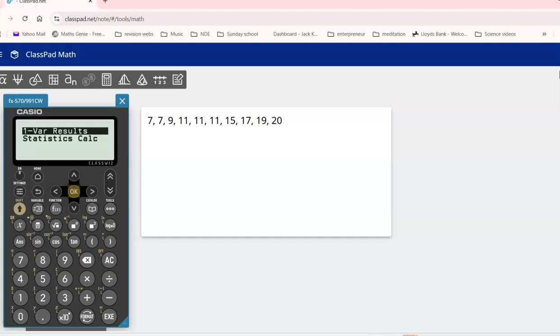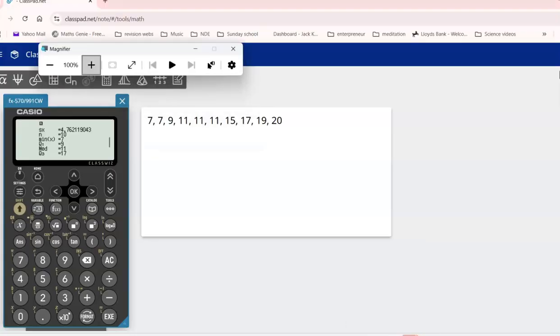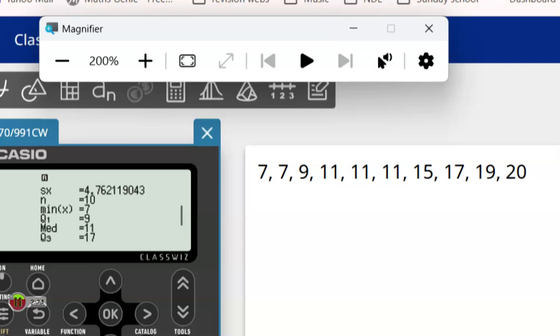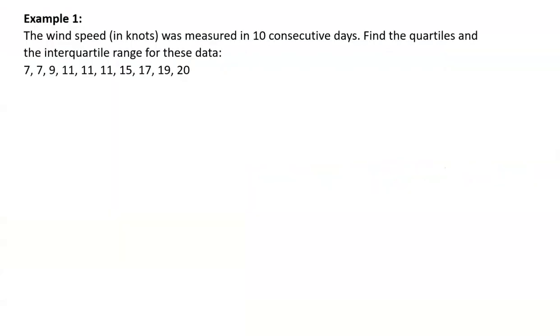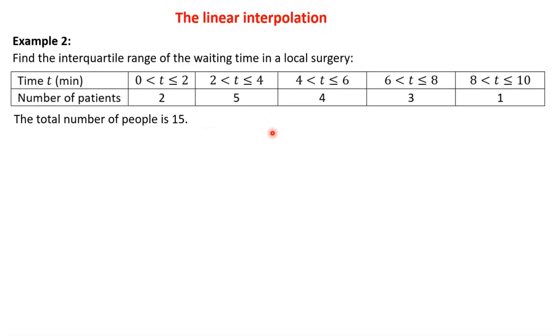Now we press OK again, and for the one variable results, press OK, scrolling down, and we can see that the lower quartile is 9, the upper quartile is 17, and the median is 11. And so the results, as we saw, are Q1 was 9, Q2 11, Q3 17, and the interquartile range is 8. So let's look at the linear interpolation.